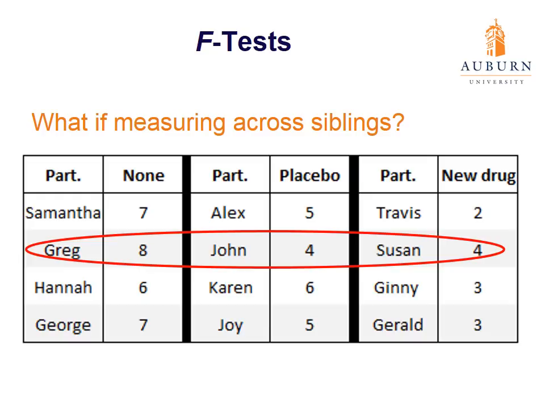And so we might have Greg, John, and Susan, all brothers and sisters to each other. Hannah, Karen, Ginny come from a different family, but they're all siblings as well. And George, Joy, and Gerald, again from a different family, but again they're all siblings. And so as long as they share that genetic component, we can still do a within groups design, even though they're individuals being tested within each level of the independent variable. They still have a shared genetic component that we can use to reduce individual differences.